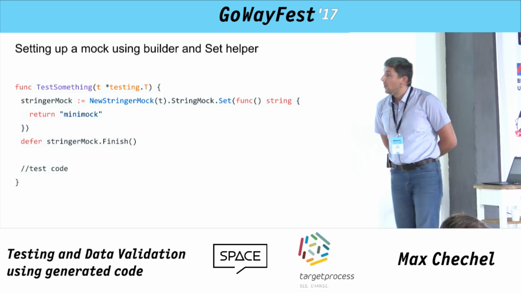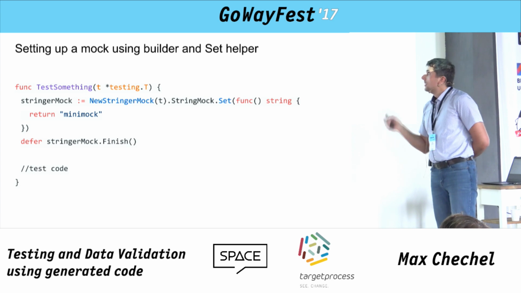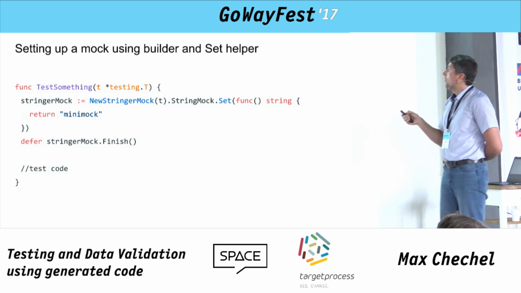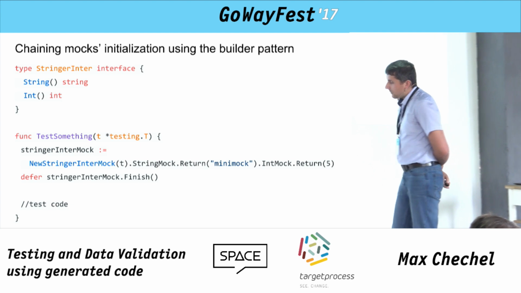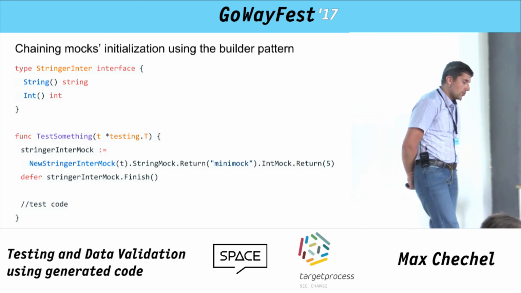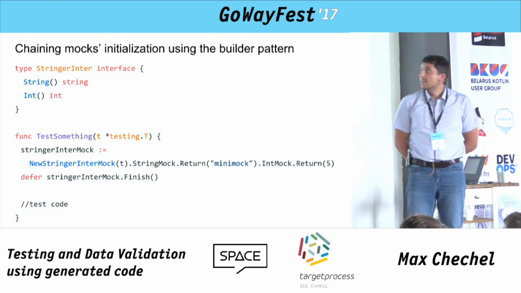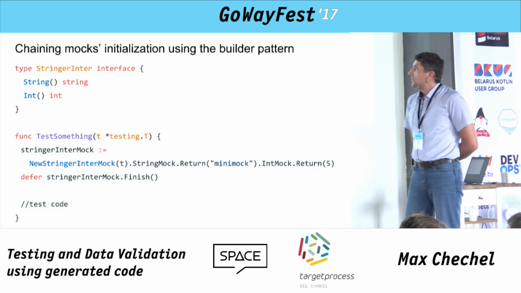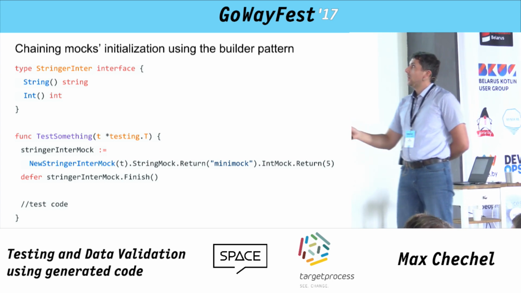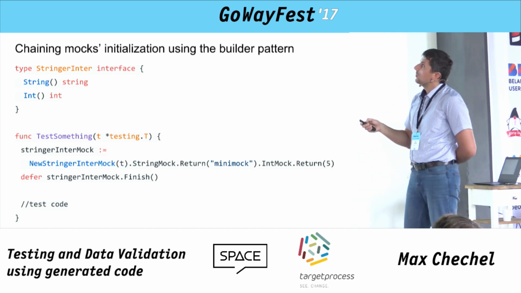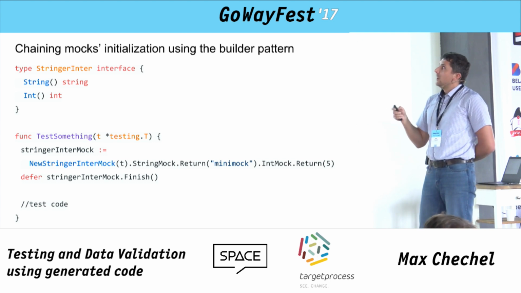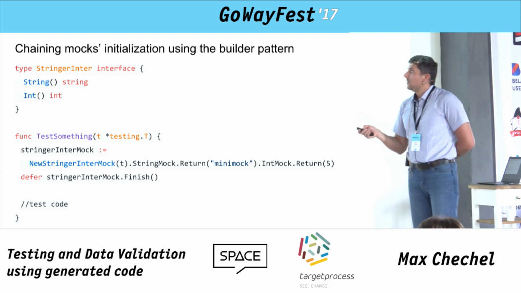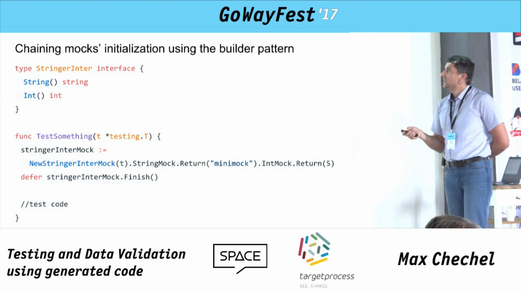Another way is to set up a mock using the builder and the Set helper. Same here, same helper. We just pass this function via the Set method. And what the builder pattern actually allows us to do is to chain mock initialization of different methods of an interface. So imagine we have this kind of stupid interface with String and Int methods. And we can set up all mocks for these methods via a one-liner. So you can see it here.